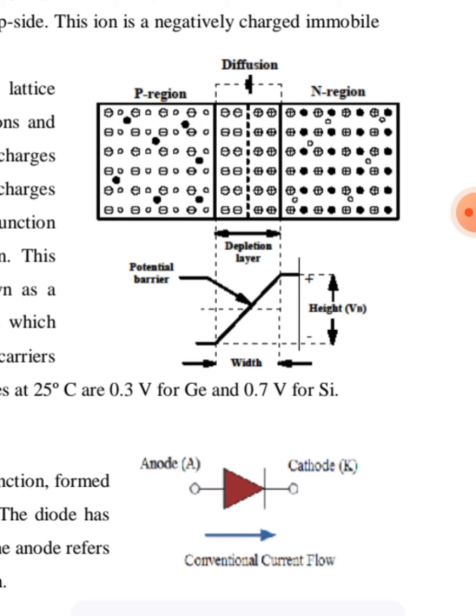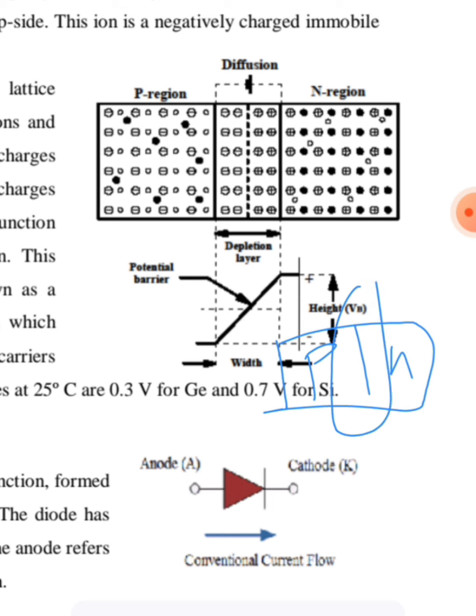Now let us see what exactly a junction diode is. A junction diode is nothing but a device formed by combining one P region and one N region together. This is a P region and this is the N region, and the junction which is formed when we combine the P layer and the N layer is called a junction diode. The symbolic representation of this junction diode is like this.